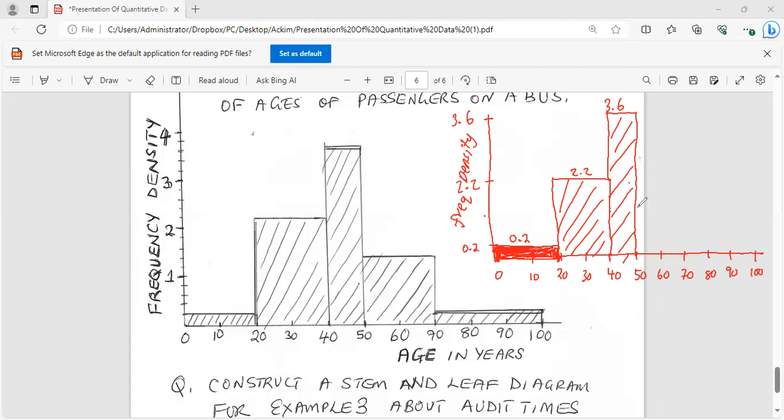Then the next one was 1.4, and it was from 50 to 70. So you draw the bar at 1.4. If you can see, the width of this one is bigger than the previous one. Then the last class had the same height as the first, 0.2, but it was the widest because it was running from 70 to 100. That was the class width. So you can see it was 0.2, but the width of the class was big. So in a histogram you expect bars not to have the same width.